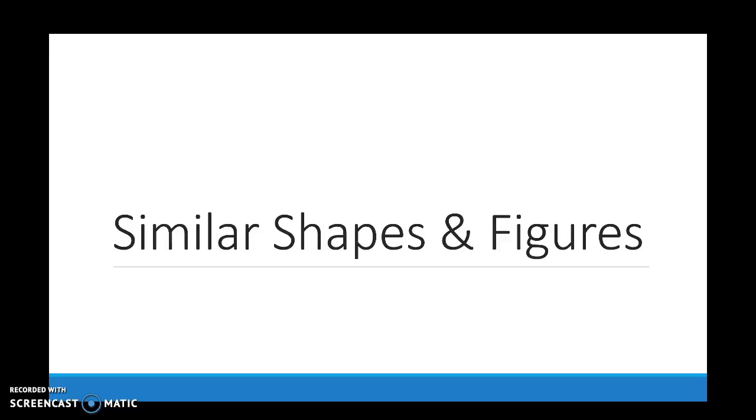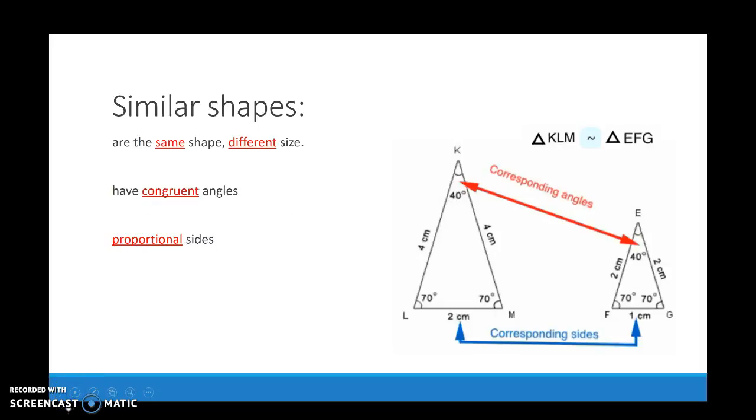Okay guys, so today we're going to take what we learned yesterday, which was similar shapes and using proportions to see if they are in fact similar. And we're going to use that information to find missing side lengths. So again, just as a review, similar shapes are the same shape, but they may be a different size. They have congruent angles and proportional sides.